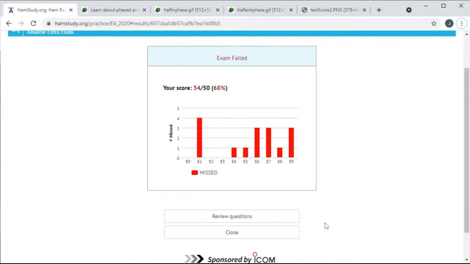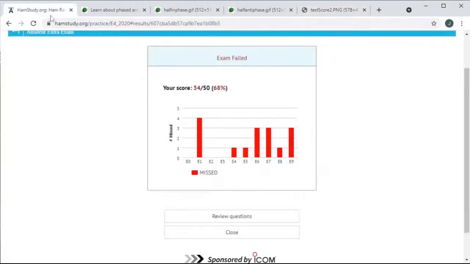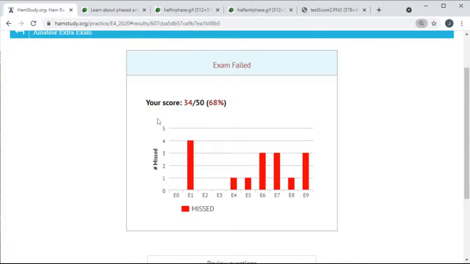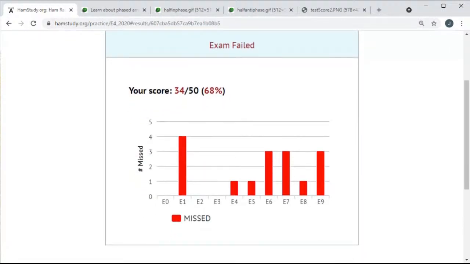So last time I got 33. The time before that, I got 32. And this time I got 34. So I missed by 1 point this time. I improved my score by 1 point.